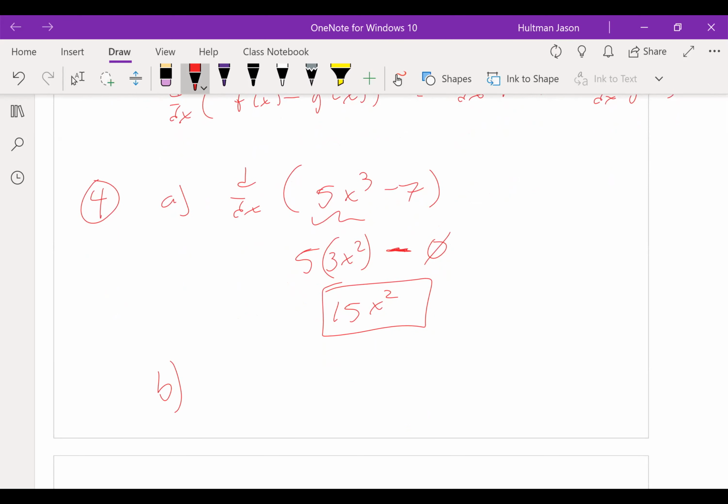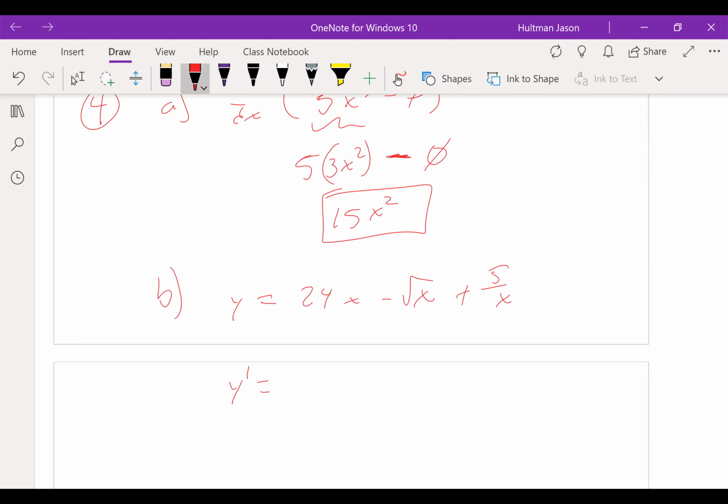Okay, let's look at B here. If y equals 24x minus radical x plus 5 over x, I want to find the derivative. Y prime is going to be equal to what? What's the derivative of 24x? The derivative of x is 1, so 24 times 1 is? 24. Okay, minus the derivative of radical x. What's the derivative of radical x? Well, we already know that. That's 1 over 2 radical x. That's one of those we should have memorized. And then this is plus 5 over x.